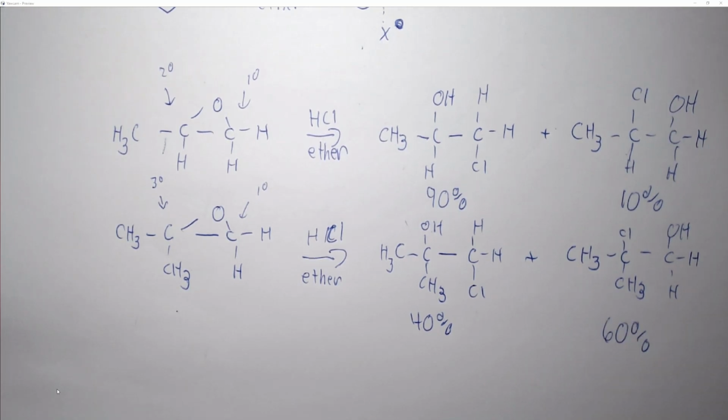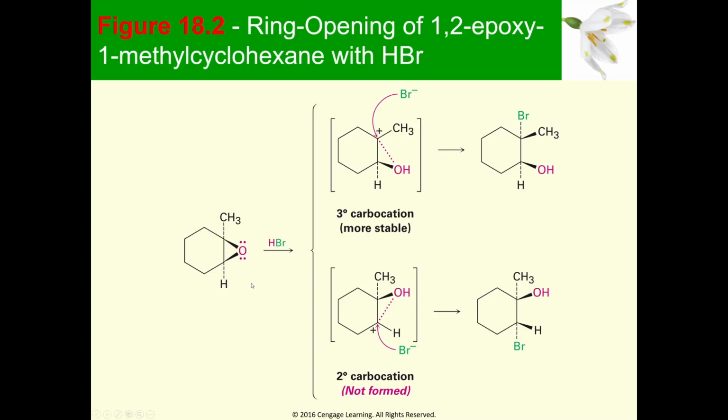So it's somewhere in between. Now, it's very difficult to draw somewhere in between, but your book has kind of done this here in this example. So here, you can see on this tertiary example, the plus charge is somewhat here, and the bromide is coming in, and the major product is this one.